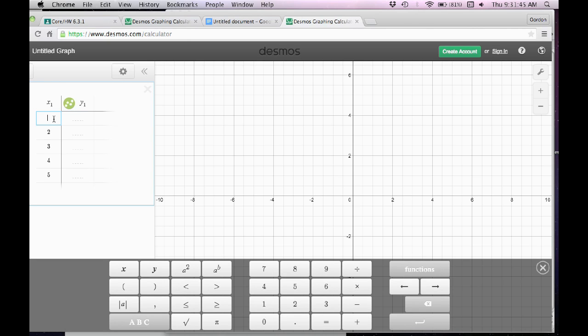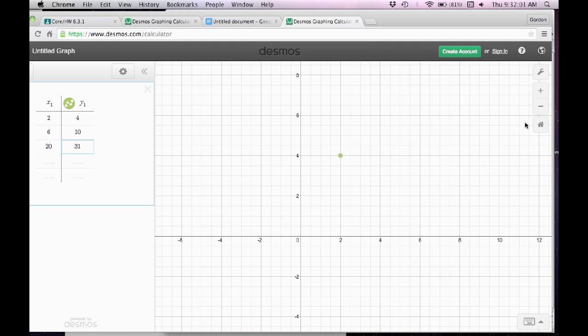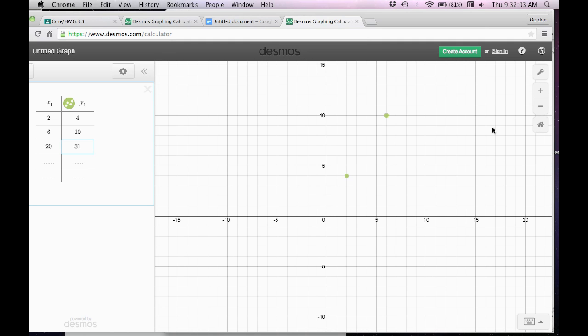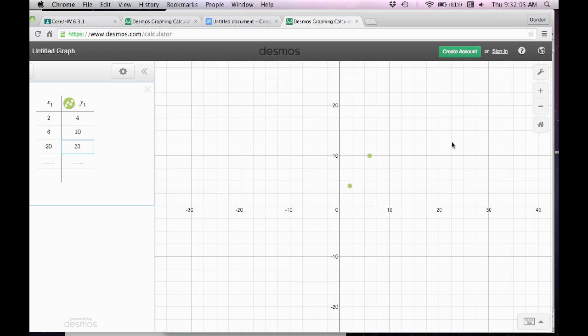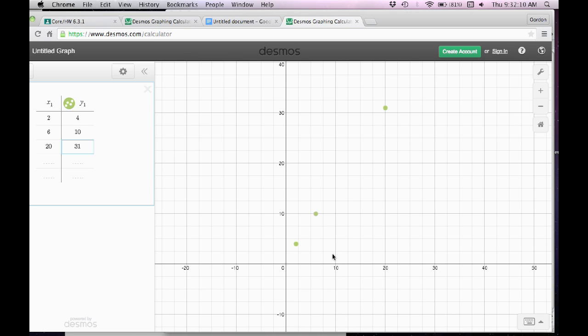All right, so 2, 6, 20, and then 4, 10, 31. Okay, I only see one dot. What am I supposed to do? Zoom out. All right, let's try one more time. Okay, that'd be fairly linear, right? That's pretty strong.